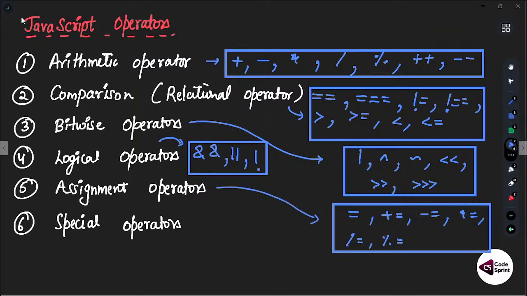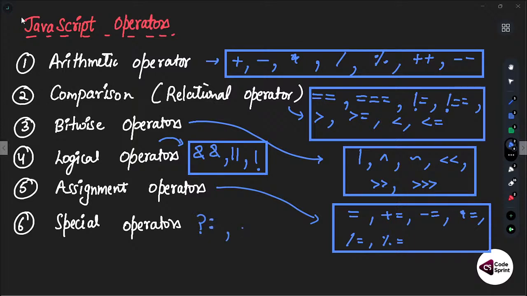And afterwards we have the special operators. Let's quickly go through that as well. We have a conditional operator which is going to return values on the basis of conditions, like if it is true or false, like this one.